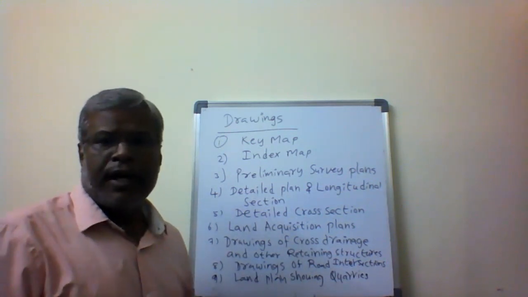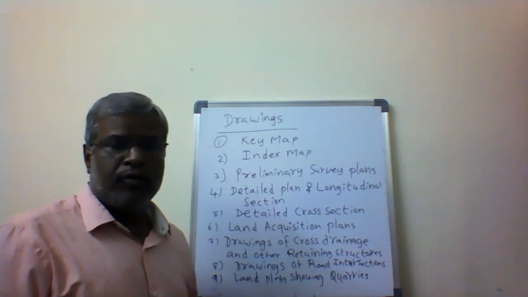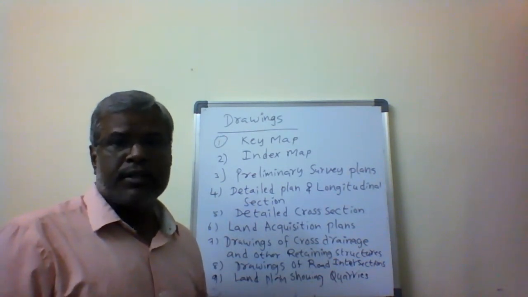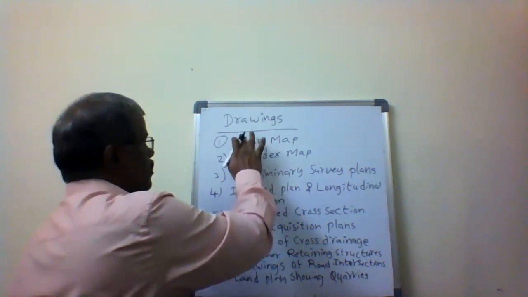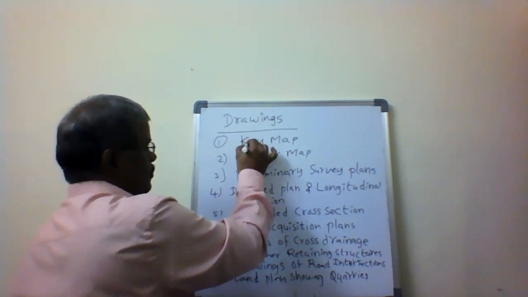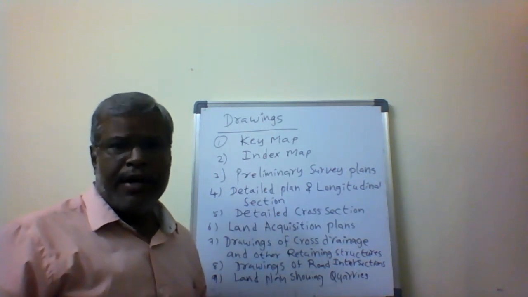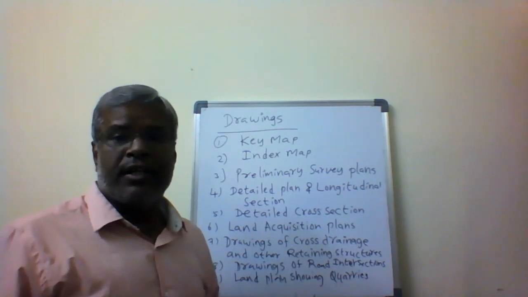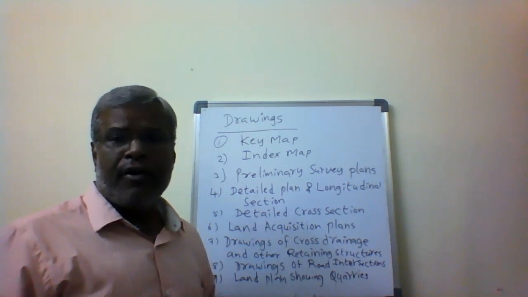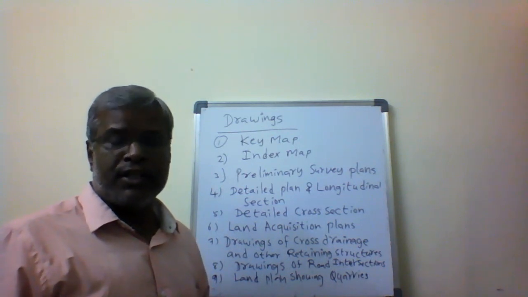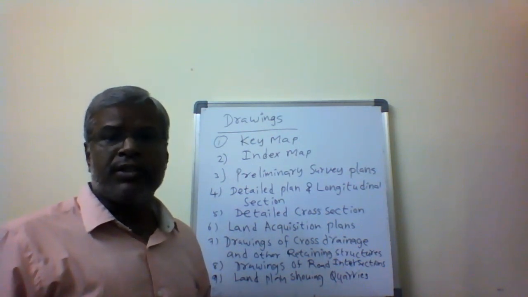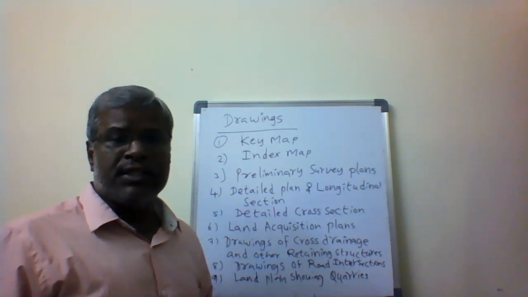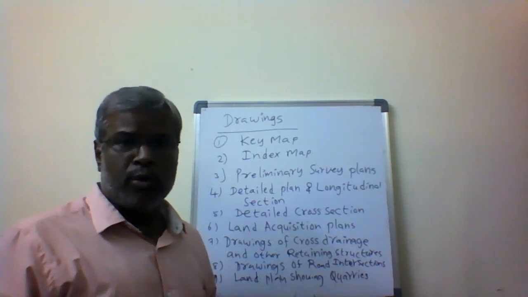These nine drawings are required for the construction of a road or highway. One is the key map, index map, preliminary survey plans, detailed plan and longitudinal section, detailed cross section, land acquisition plan, drawings of cross drainage and other retaining structures, drawings of road intersections, and land plan showing quarries.